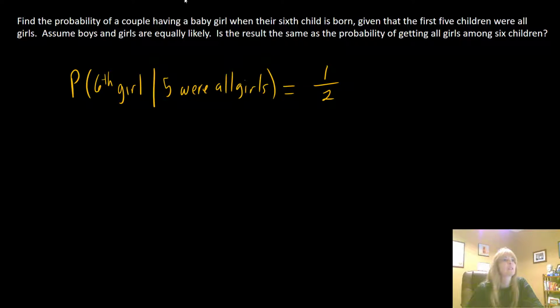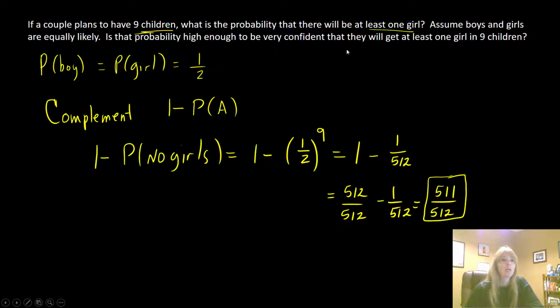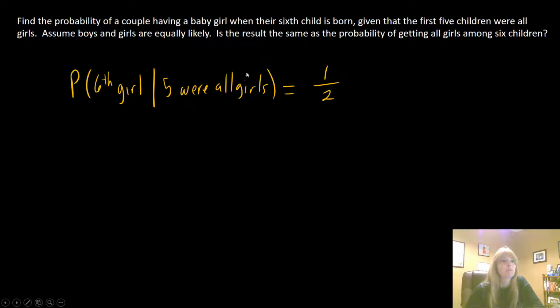Oh, that reminds me on this last one. Notice here it says, is the probability high enough to be very confident that we'll get at least one girl in 9 children? Well, yeah, I mean, that's very confident, right? So in other words here, the probability that the 6th child is a girl given the others were girls, because these are independent events that have nothing to do with each other, is still 1/2. And is the result the same as the probability of getting all girls? Well, no, that's a little different, right? Because that's saying the probability the first one's a girl, the probability the second one's a girl, and so on.